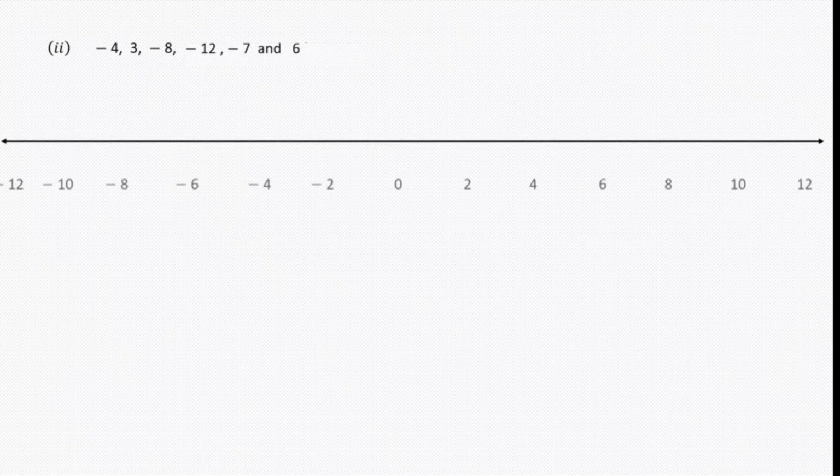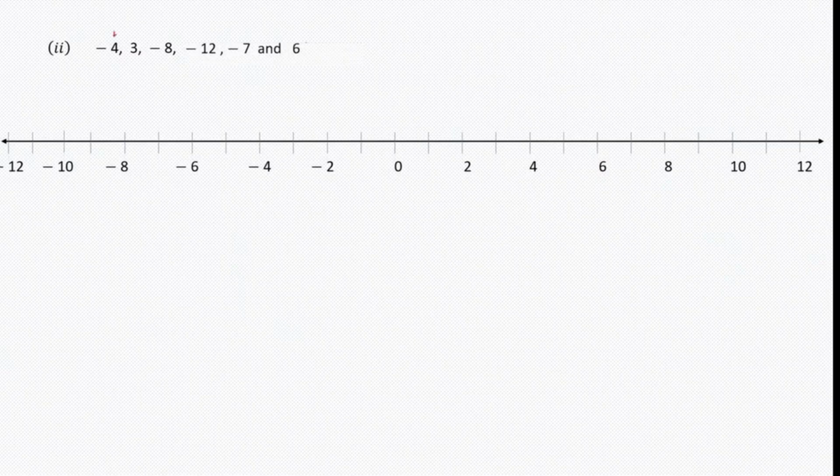Next question. Number line first. Write down all your numbers and let's start marking these. -4, negative number on the left hand side of 0. 3 on the right of 0 between 2 and 4. -8 on the negative side here, left side. -12, negative, left side. -7, negative, left side. And 6, positive on the right side.